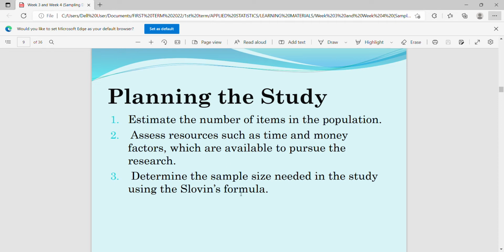Next, we have to determine the sample size needed in the study using Slovin's formula. Since you already determined the number of your population, it is important also to determine the sample size, because a study with one large population can be lost or can consume so much time and money. So it is appropriate now to choose the sample size.